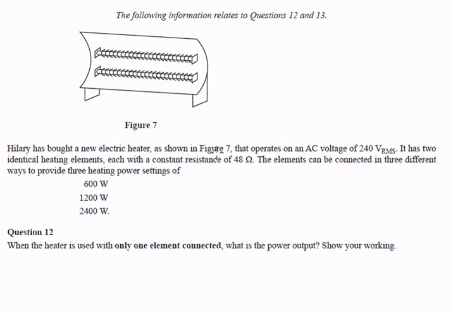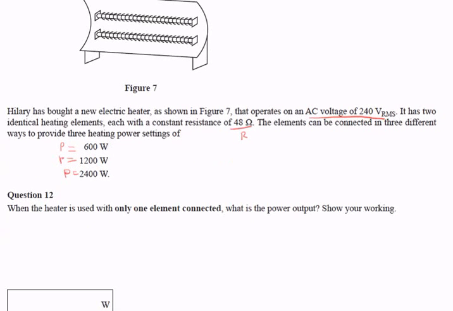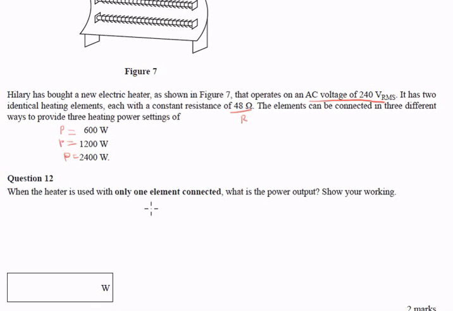I've got a heater here and it's operating on AC 240, and there's two elements in it. There's one, there's the other, and they have a resistance of 48. Elements can be connected in 3 different ways to provide 3 power settings of 600, 1200, and 2400 watts. When the heater is used only with one element, what is the power output?